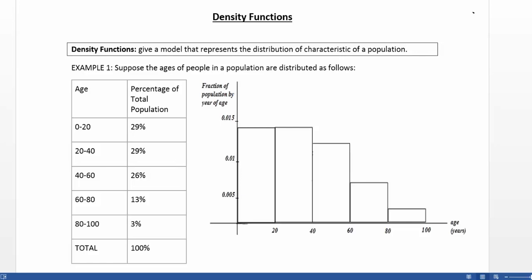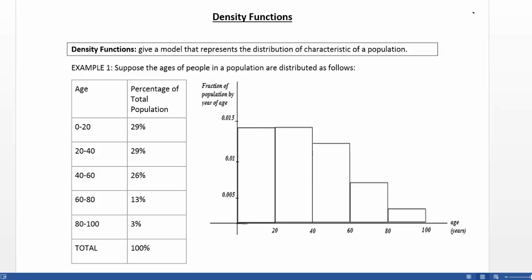So we're going to start with an example of a density function and look at the type of information that we have from this function. Then we'll go ahead and define it a little more concretely. Example 1. Suppose the ages of people in a population are distributed as follows. We have two pieces of infographic here, a table and a picture. Let's talk about the table first.